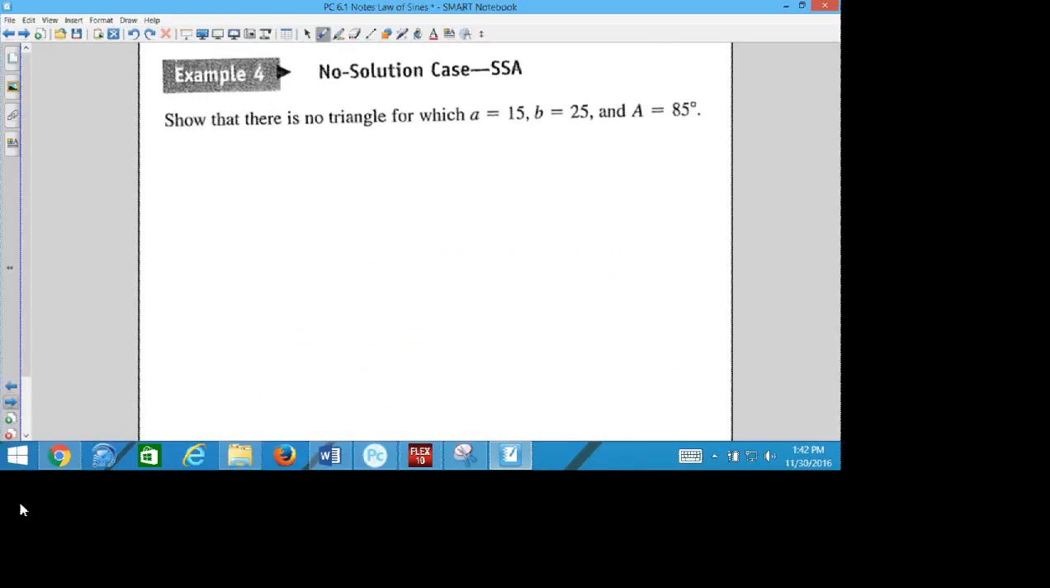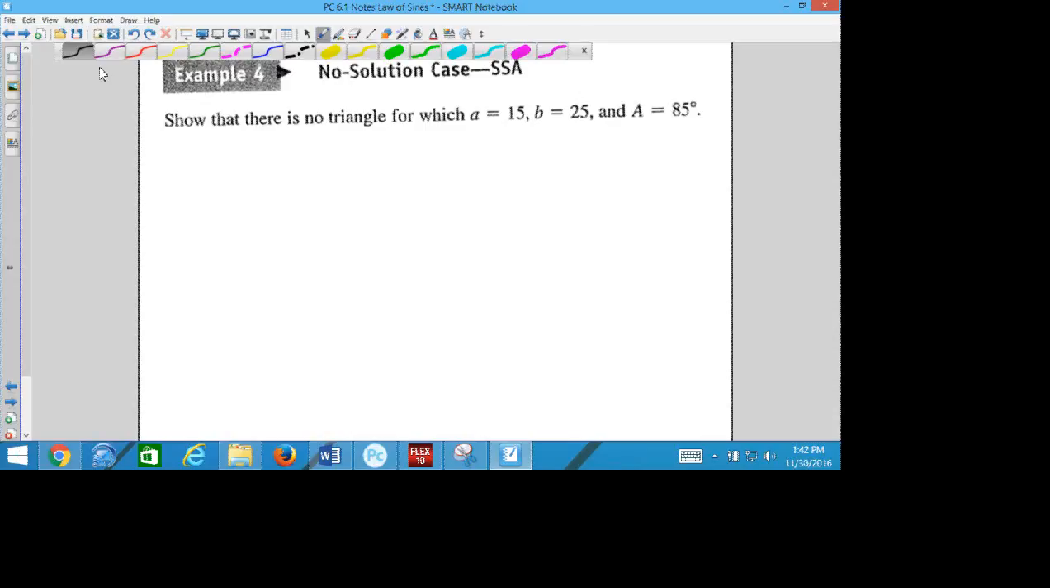Okay, so the next one, they've already told you what's going to happen, but let's figure out how you could do it on your own without knowing that this is going to be no triangle. So it says, show that there is no triangle for which A is 15, B is 25, and A is 85 degrees. So you can start by drawing what this could possibly look like. Angle A is 85 degrees, and try to follow the way that they've set up the triangles every time where the A, the B, and the C are. If you look at the previous examples, they're always in the same spot.